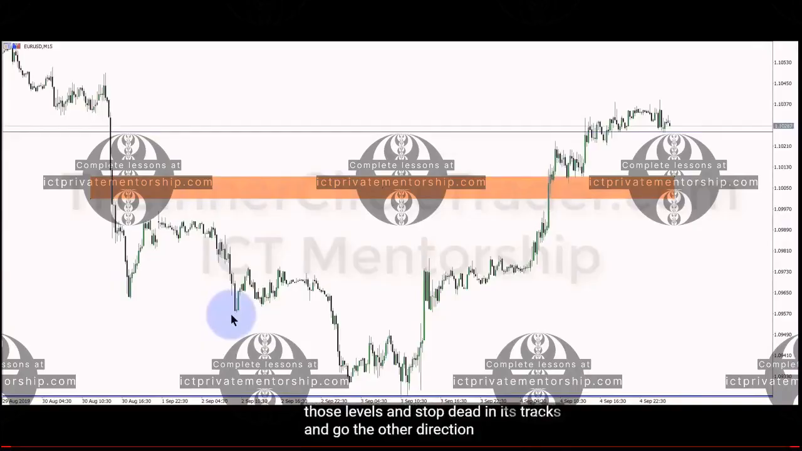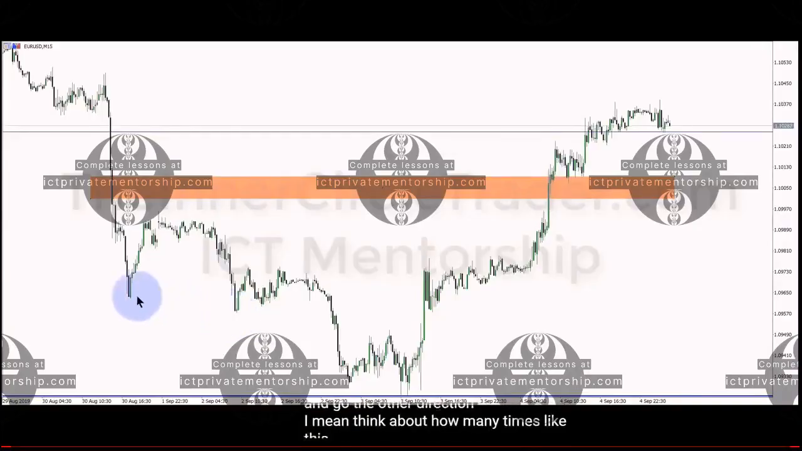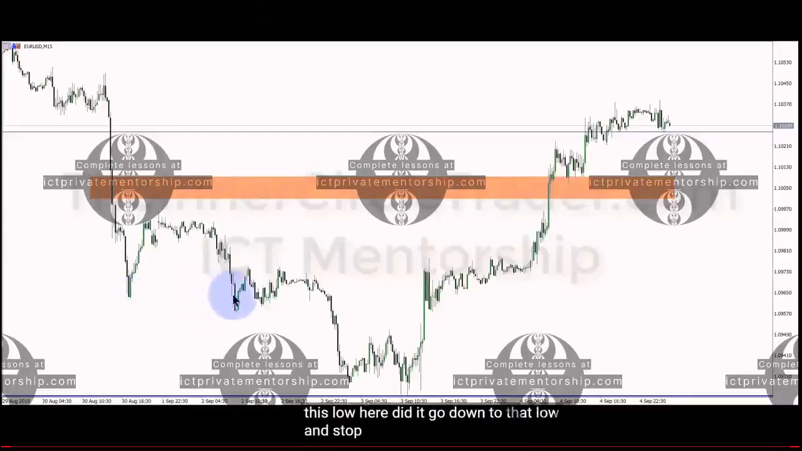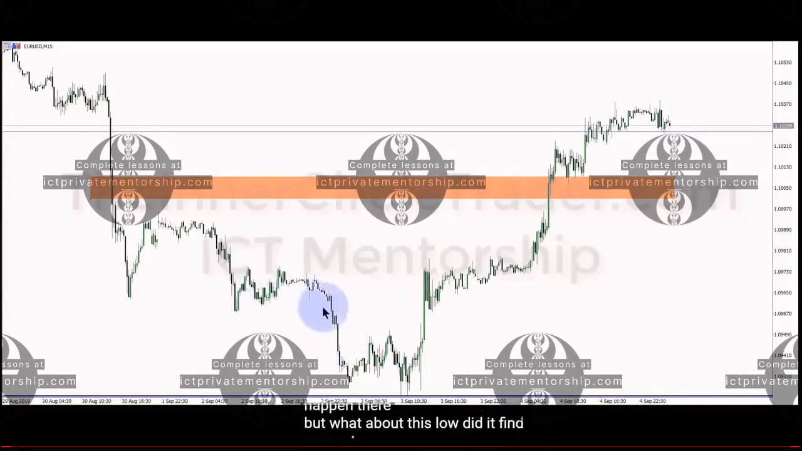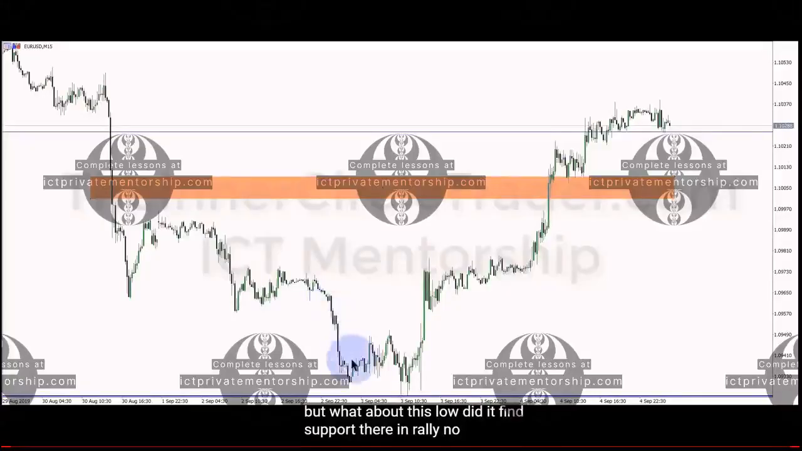I mean, think about how many times, like this low here, did it go down to that low and stop and turn around? No. It went right through it. Well, we have a high here, and it did a pretty good job of hitting it there and then trading lower. Yes, it happened to happen there. But what about this low? Did it find support there and rally? No. What about this low? Did it stop price when it went back down to it again? No, it went lower. What about this low here when it traded down to it here? Did it stop? No, it went lower. So that's the other side of the equation.